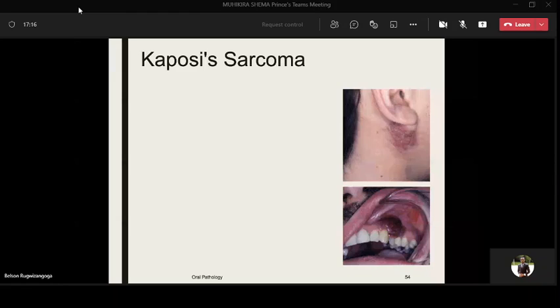So Kaposi sarcoma, it was discovered by someone called Kaposi, and it is a cancer caused by a virus called human herpes virus 8, HHV8.